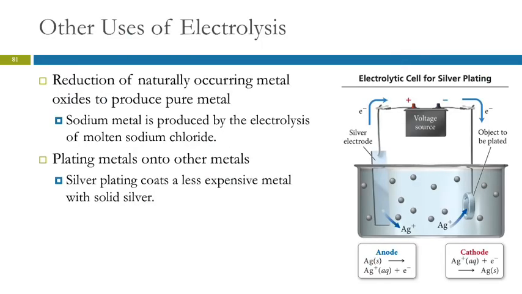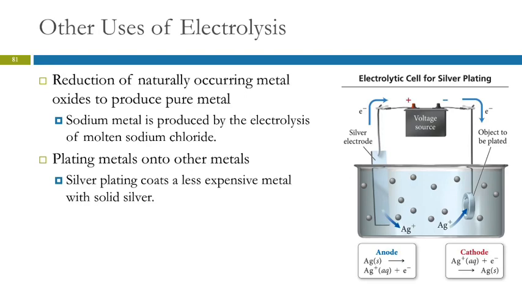So there are a lot of other uses of electrolysis. How do you get pure metals? Not all metals can just be found in the ground, right? You can find gold because it doesn't react very much, but you don't actually find things like iron just as chunks of iron. You find them as iron in compounds.